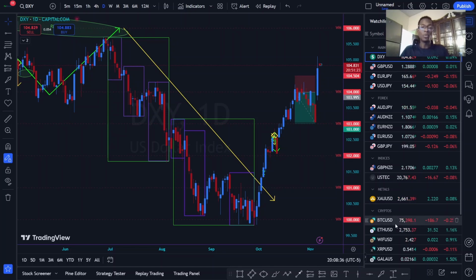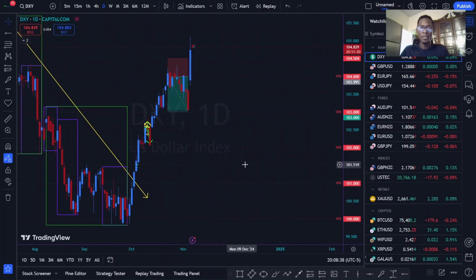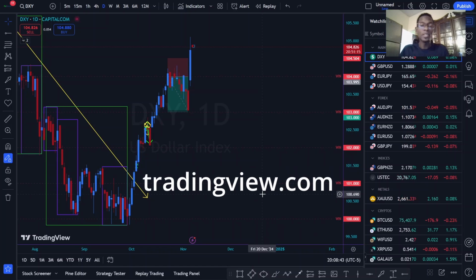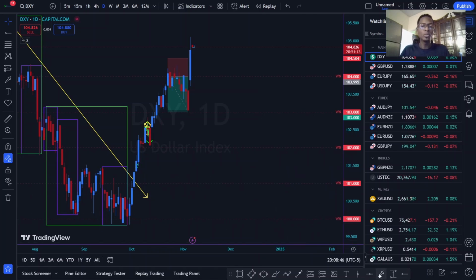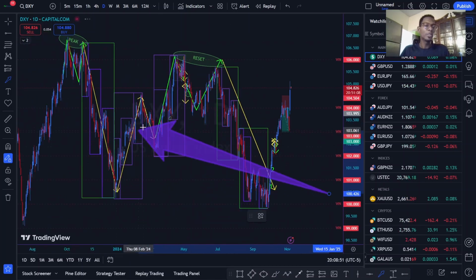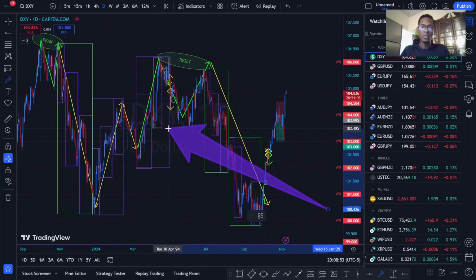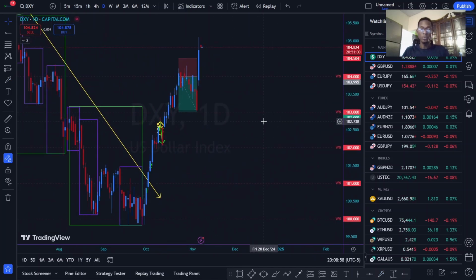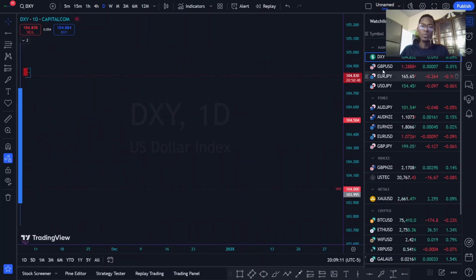So I am on the DXY chart here. This is TradingView, by the way, right? This is tradingview.com, and we are able to create an account for free so that we are able to see any given chart at any point in time. Any asset that moves, we will be able to gain an understanding of what it's doing so that we can set ourselves up for success for the foreseeable future. All right, so with that being said, let me just move this out of the way.